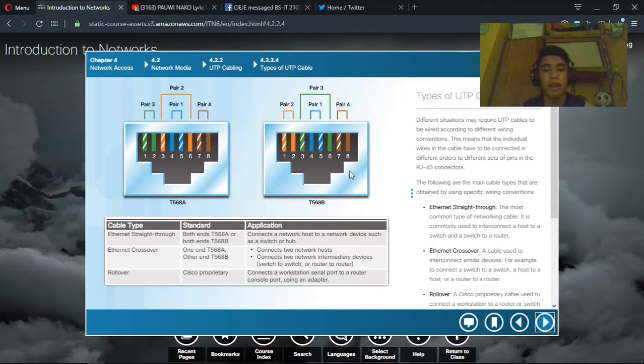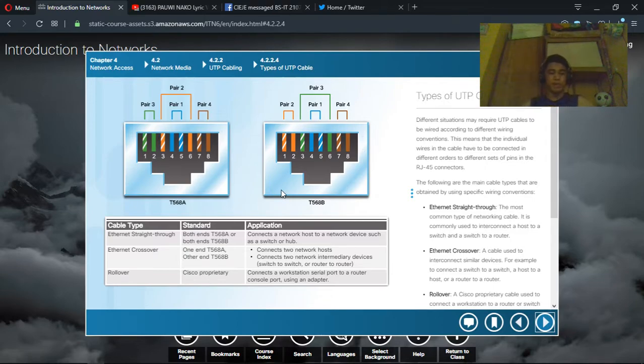But in T568B, the first color should be pair 2, which is orange, not pair 3, which is green. The green is pair 3. And next is pair 1, always in the middle, and always last, pair 4.